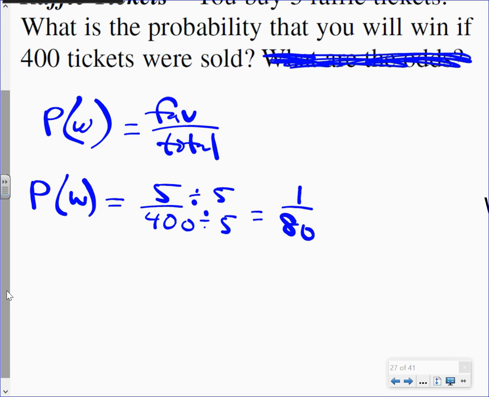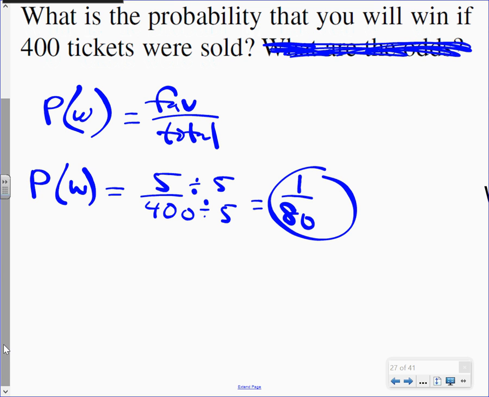There's a probability. In other words, you'll win once out of every 80 tries if you had 5 tickets. You'll win once out of every 80 tries that they pick tickets. So it's not likely, but it's possible. It's possible for you to win the raffle. But now that's a fraction. Let's express this now as a decimal.